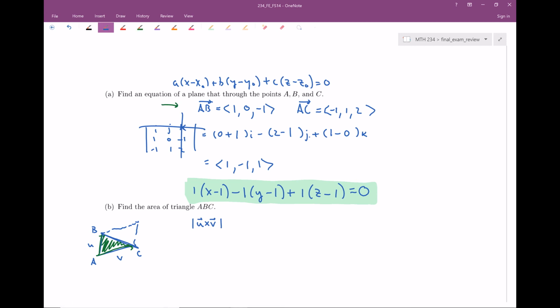And so if I take the magnitude of their cross product, so the magnitude of 1, -1, 1, I'm going to get the square root of 1 squared, -1 squared, 1 squared, add that all together. That's going to give me the square root of 3. So that would be the area of the parallelogram. But if I want the area of the triangle, I'm going to cut that in half. So my final answer is going to be the square root of 3 over 2. That would be the area of the triangle ABC.